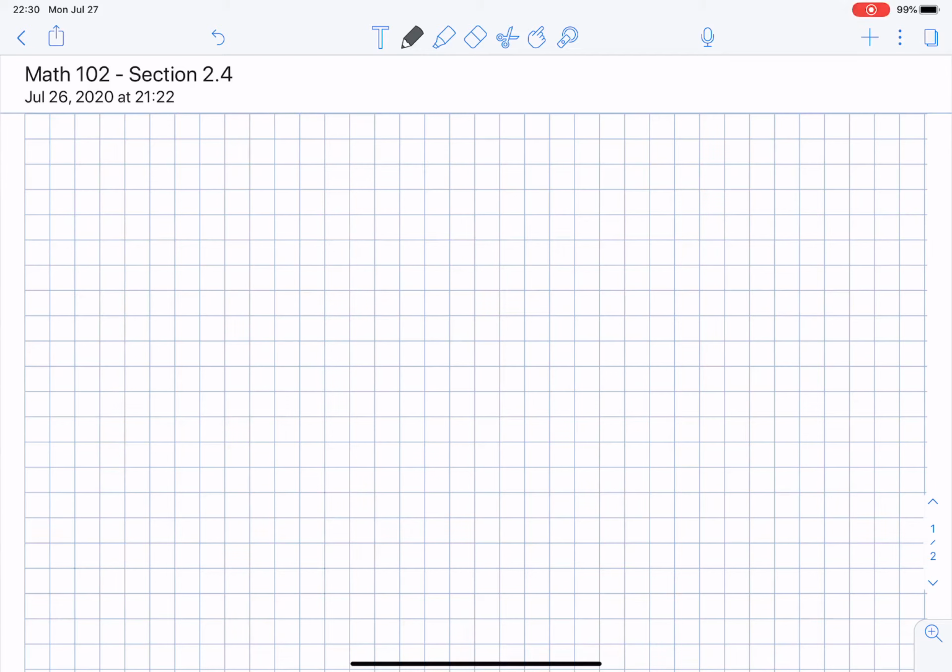Okay, so welcome to section 2.4, which is reference angles. Okay, so definition, what is a reference angle?